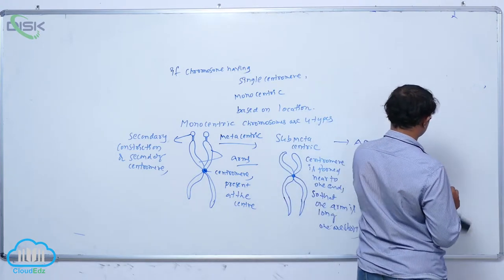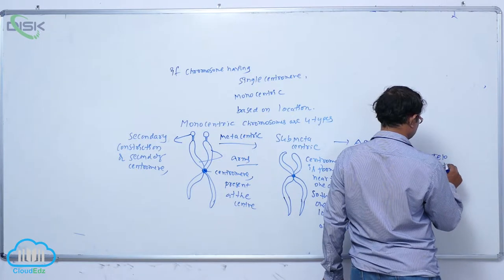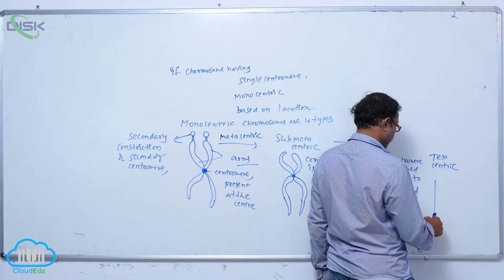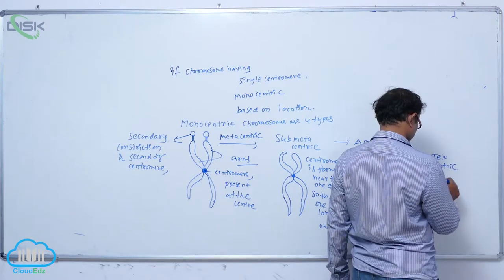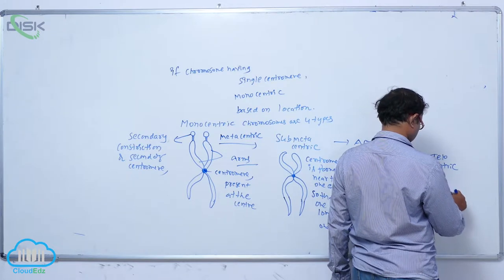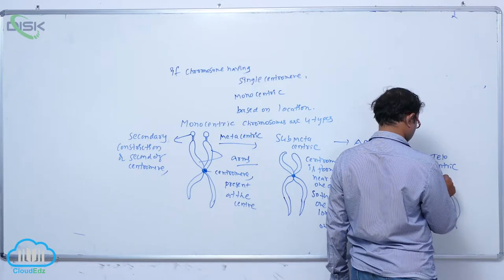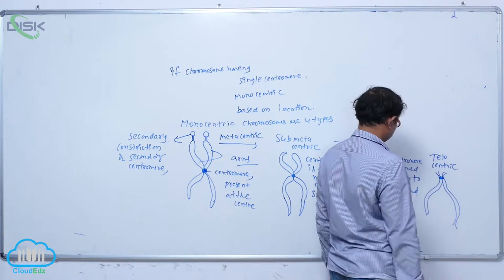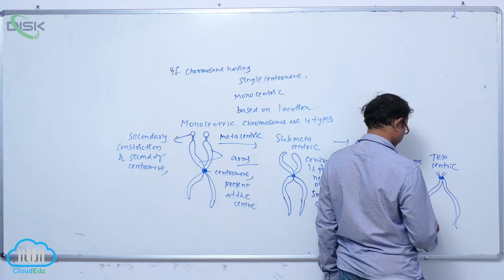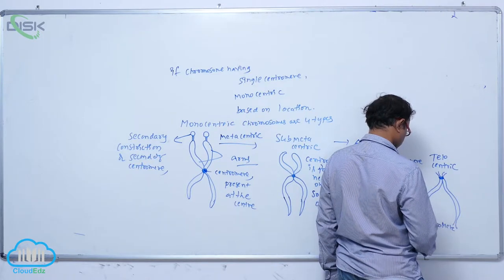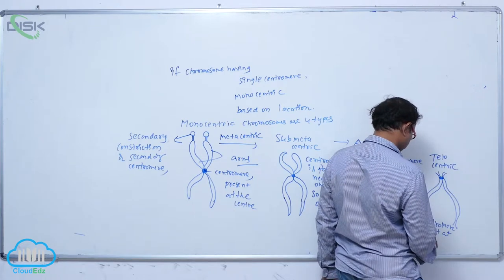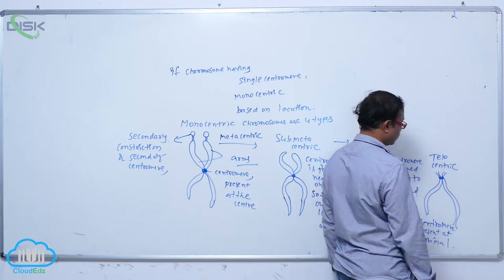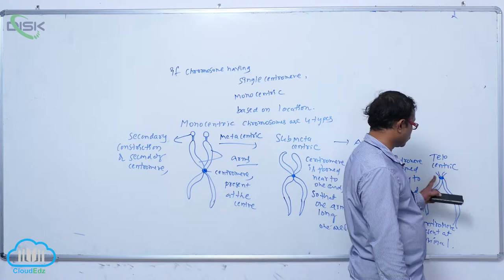After that, telocentric. In the telocentric chromosome, the centromere is present completely at the terminal position. So in this one, the centromere is present at the terminal or complete end, and that is known as the telocentric. In telocentric, only one arm is present.